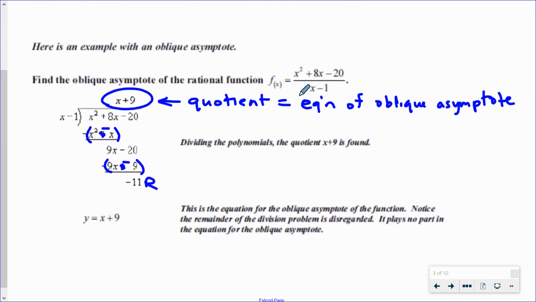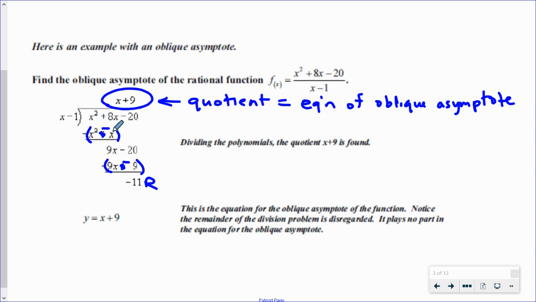So for example, if we have this function here, we know it will have an oblique asymptote because it has a degree in the numerator that is 1 greater than the degree of the denominator. So I find the quotient by dividing x minus 1 into x squared plus 8x minus 20. Doing some long division, I see that x goes into x squared x times. x times x is x squared, and x times -1 is -x. There's a little typo in my original note.